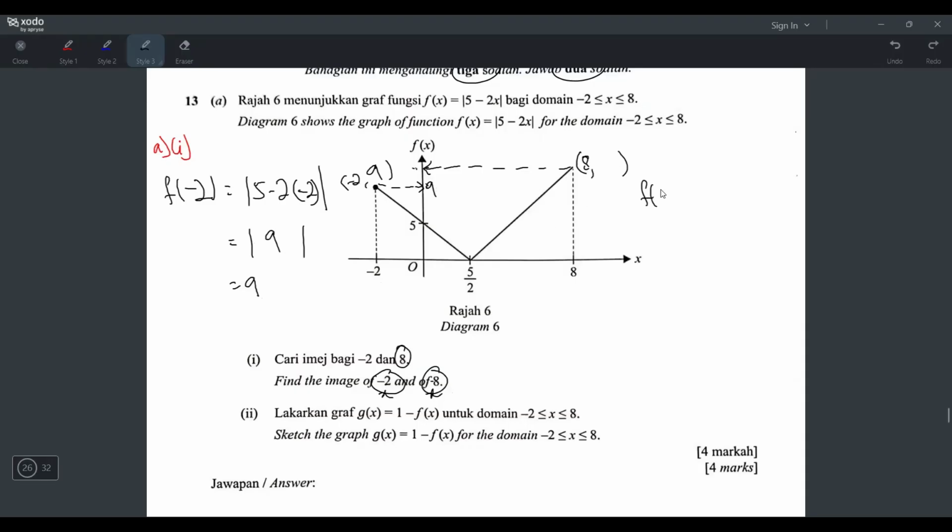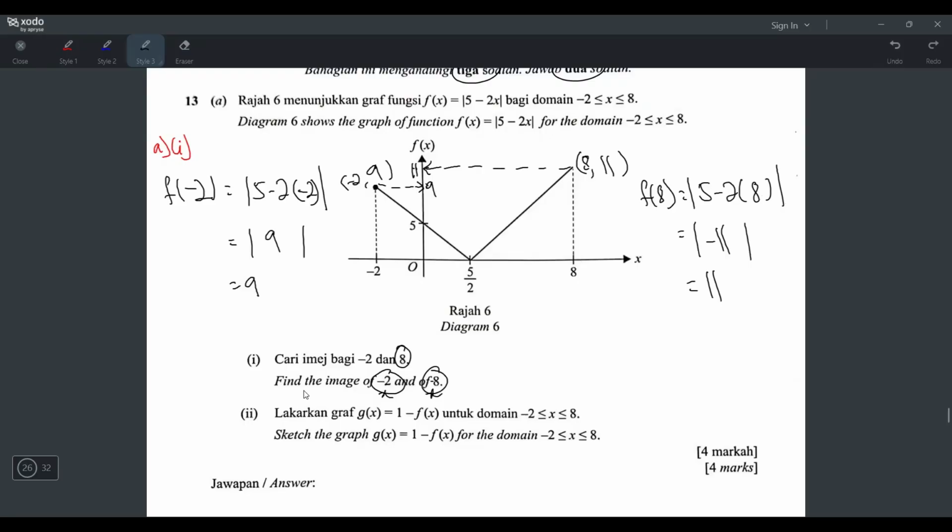Okay, let's go. f(8) equals modulus 5 minus 2x, and then substitute x with 8, because 8 is the object, and you're trying to find the image of that object. So just substitute x with 8. Modulus, 2 times 8 first, so you get 16. 5 minus 16 is -11. Modulus, you become positive 11. So that means this is 8, 11, and this point right here is 11.